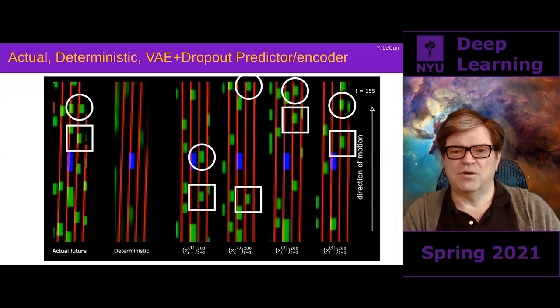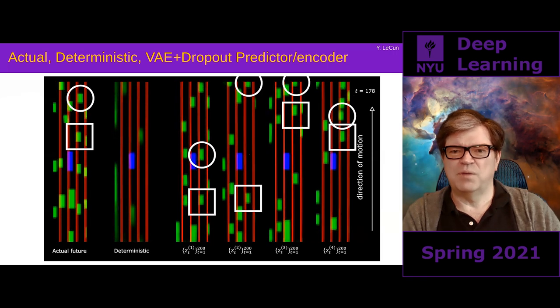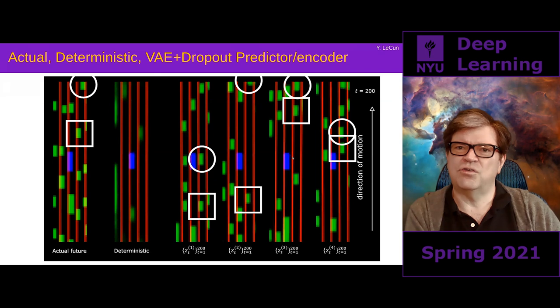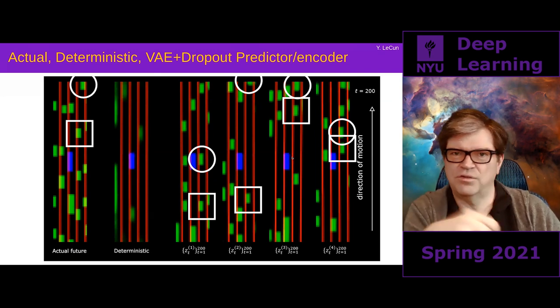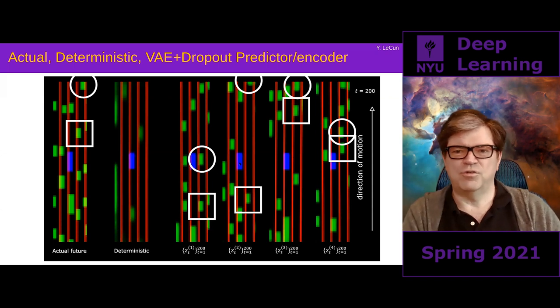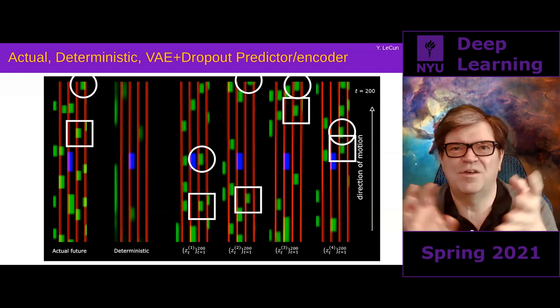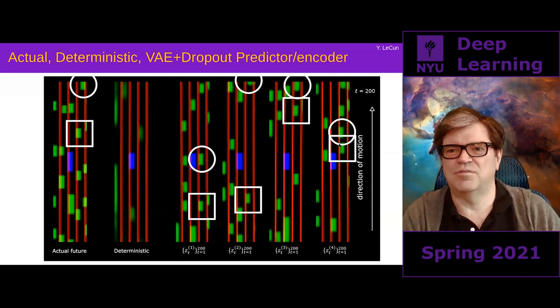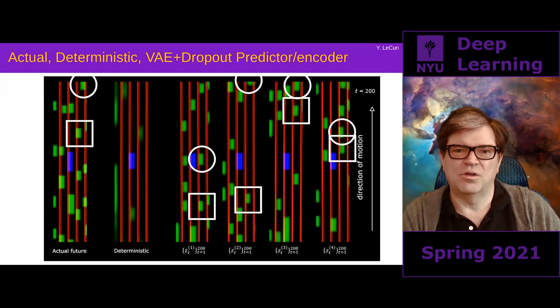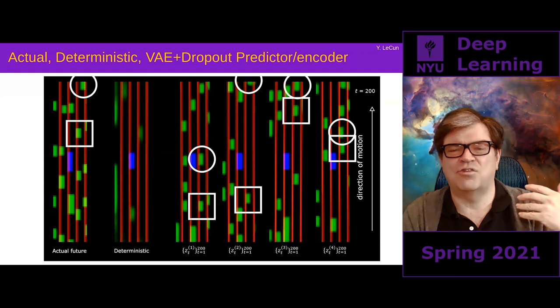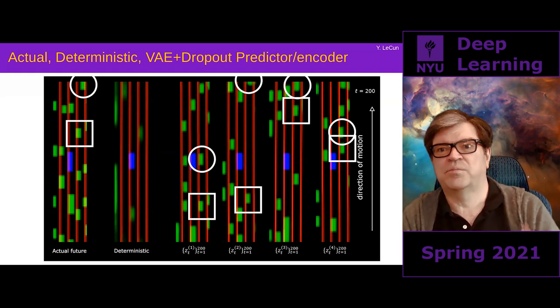Those four columns here on the right are different predictions made for different drawings of the latent variable Z. So the latent variable Z is a sequence. You draw the Zs over a sequence. And for different drawings of that sequence, you get different future predictions. And the square and the circles indicate the same car being tracked in different ways, like behaving differently for the different values of the latent variable. So that's a good example of showing how one of those latent variable models can actually make multimodal predictions, right?